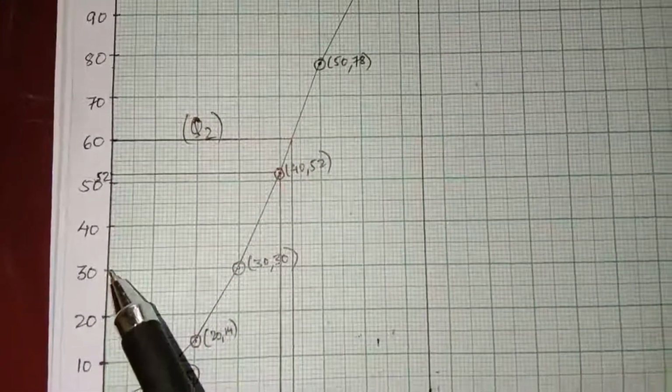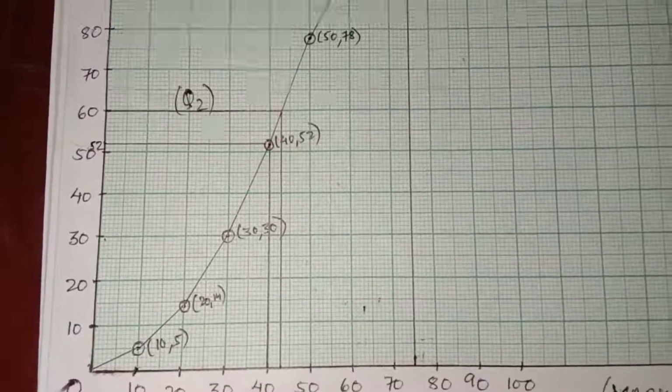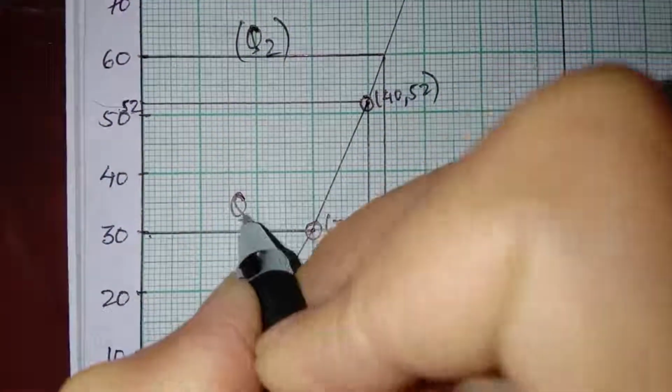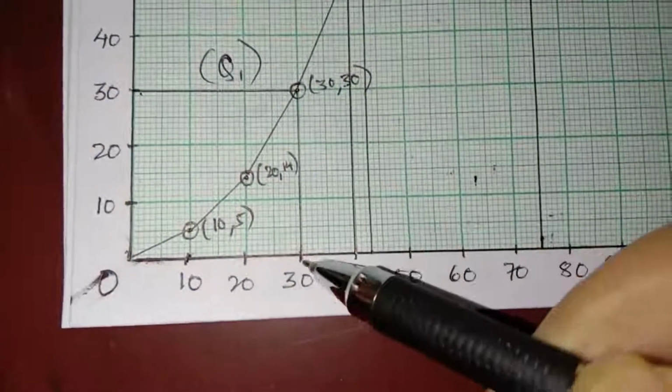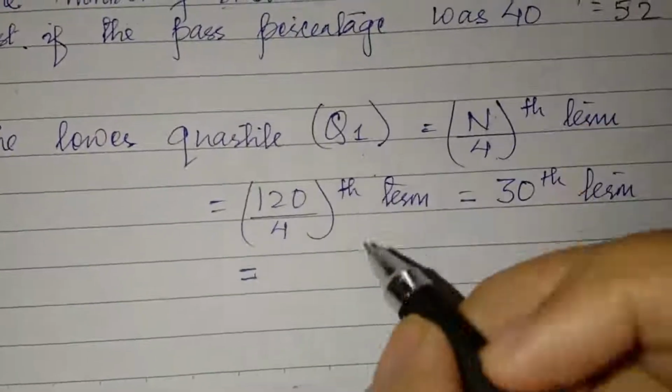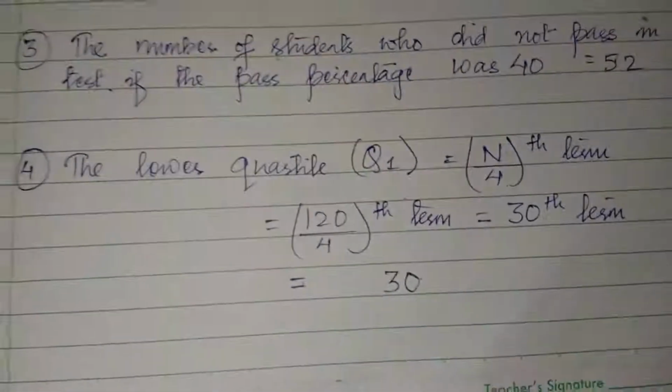So the 30th term is here. From 30 you have to drop one line. So this is Q1, the lower quartile. So the answer is exactly 30. So here we have to write 30.